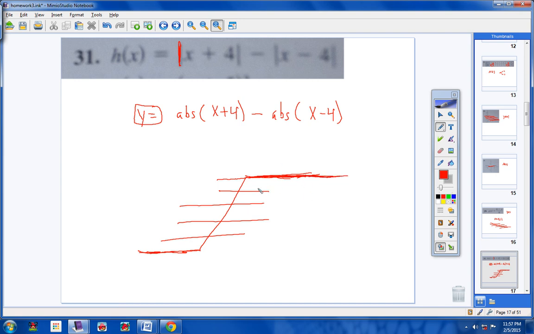But let me pause the video and pull up the back of the book and see. So yes, students, I was actually right for once in my life. So the horizontal line test does fail, and so the answer is no. This function does not have an inverse function.